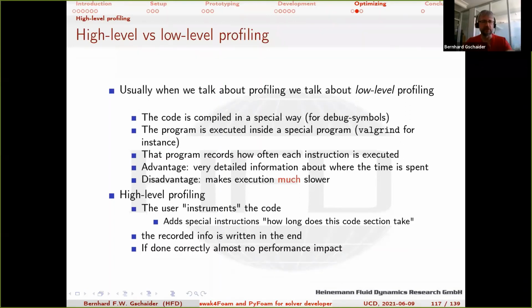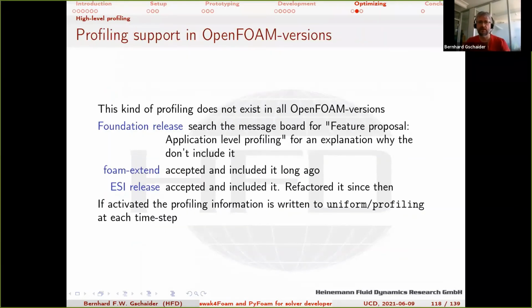And the thing I'm showing you here is high-level profiling. For high-level profiling, you tell the code, okay, start the timer here, end the timer there, record the time, and please print it out for me in a way that I can post-process. That needs almost no time. You can use it in production code as well if you do it correctly, and you get told every time how much time is spent where.